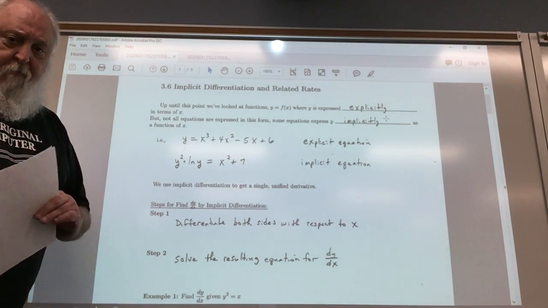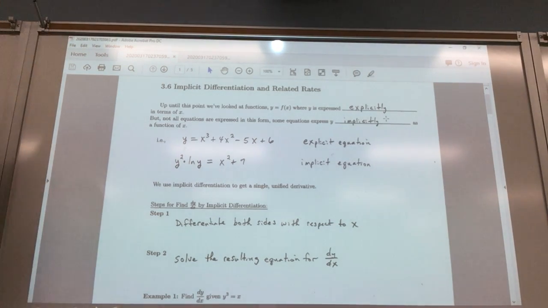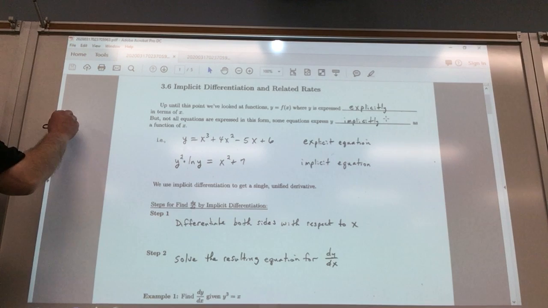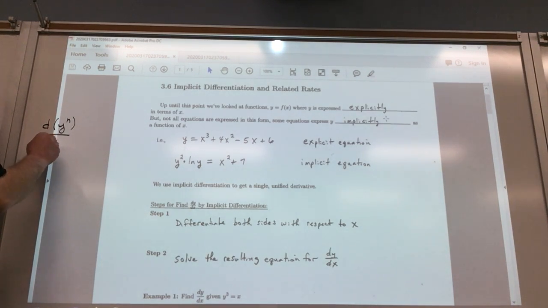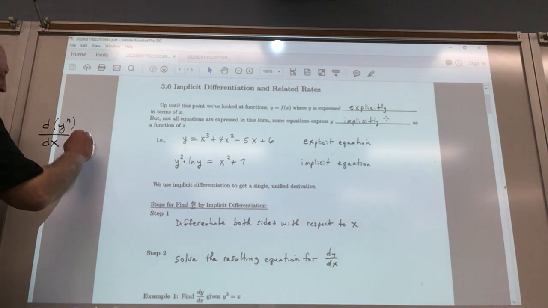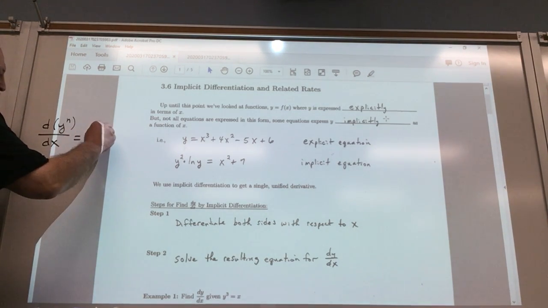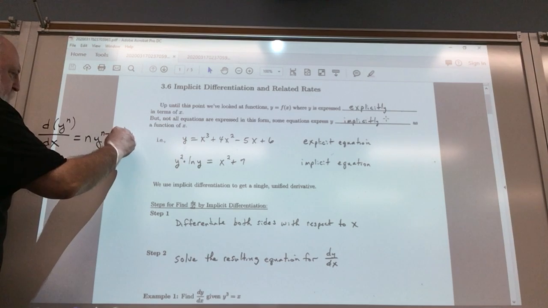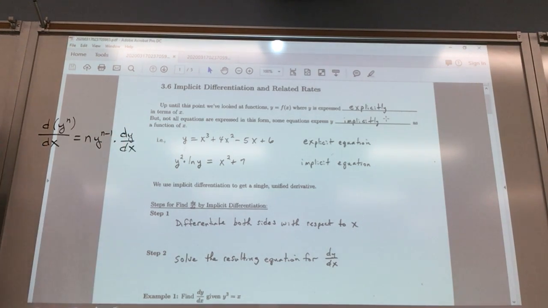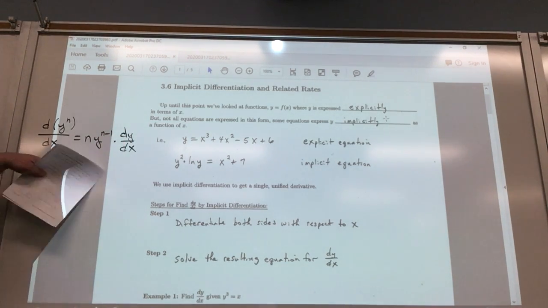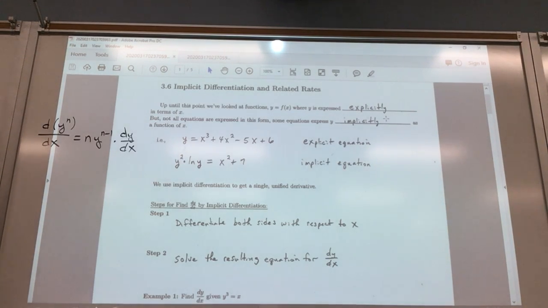Before we work some examples, we're going to be using the chain rule for the derivative of y to the n with respect to x. By the chain rule, this is equal to n times y to the n minus 1 times the derivative of y with respect to x. And before we do any examples, I want to explain to you why that is.